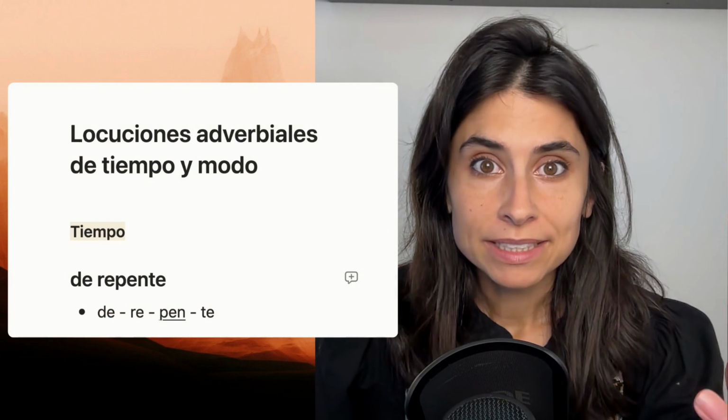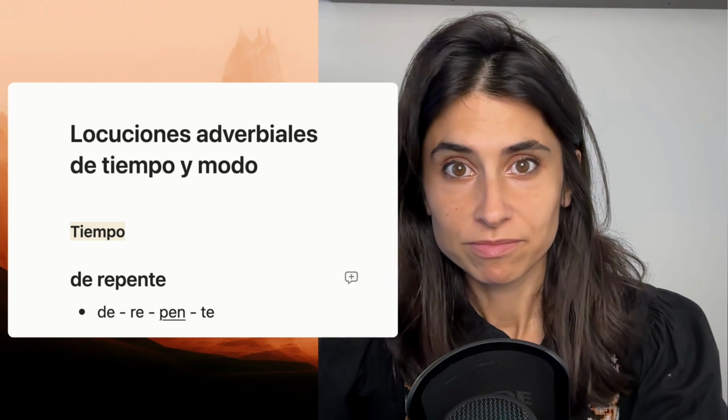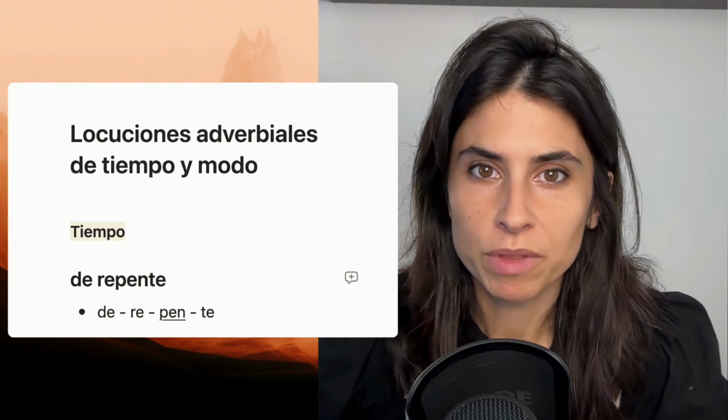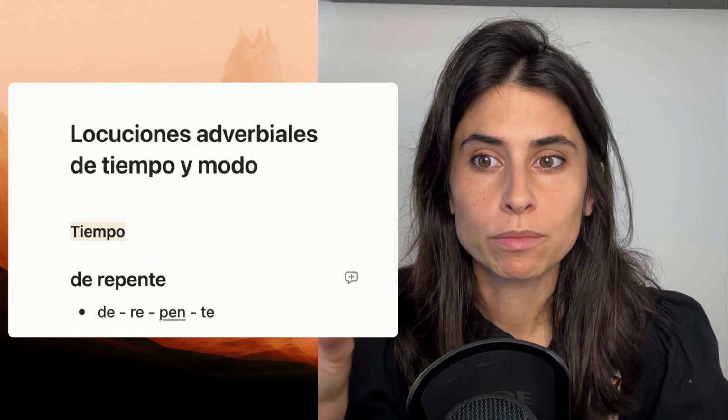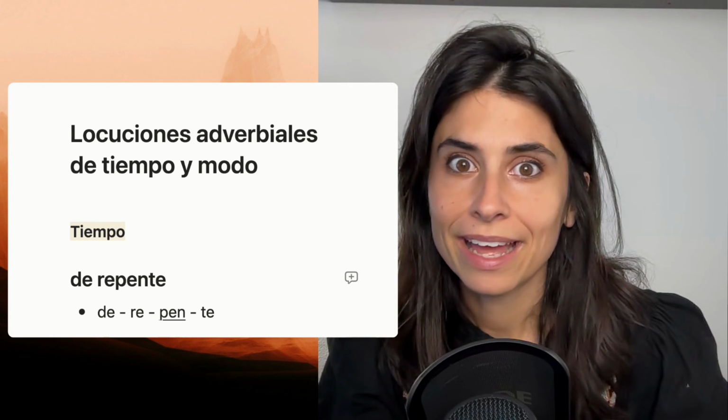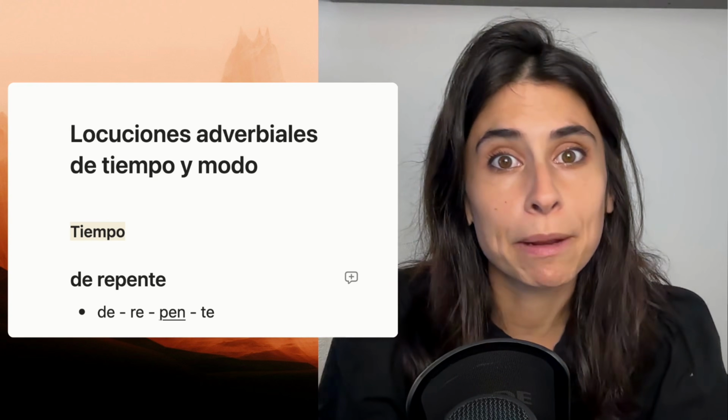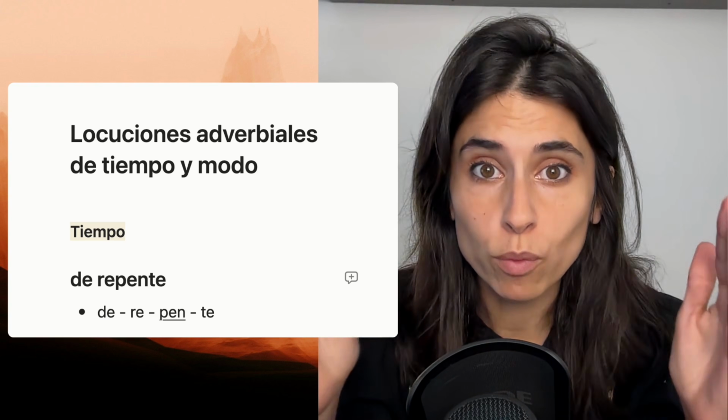Locuciones adverbiales de tiempo, so the time adverbs, what they do is they place an action in time. They tell us the frequency or the duration or the moment when something happened. So the first one we're gonna do is de repente. De repente means all of a sudden or suddenly. Okay, so de repente, suddenly something happened. And the way you pronounce that, de repente. So remember that you don't need to do a stop between de and repente. So you wouldn't say de... repente, but de repente, as if it were one word.